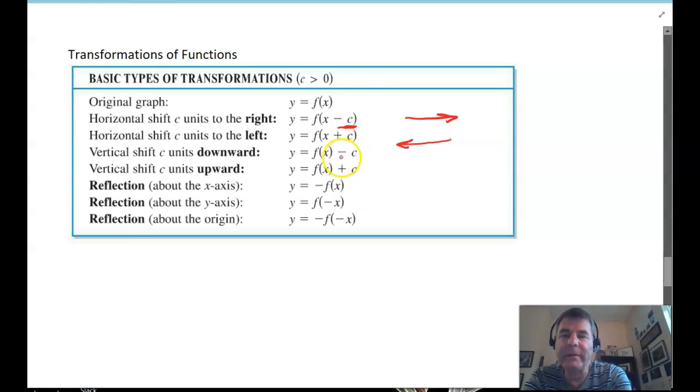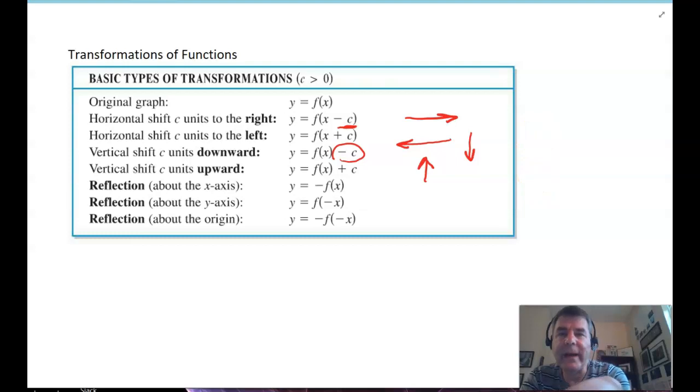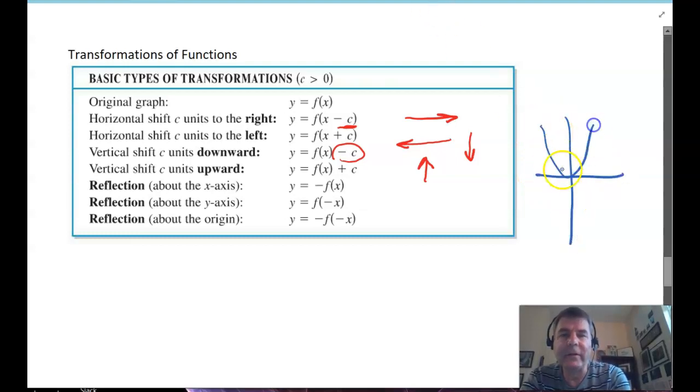Okay, now what happens if I subtract c from the entire function? That's going to drop it down. And if I add c to the whole function, that will move the whole thing up. Okay, now if I change the sign of every term in the function, so if it starts out positive and I make it negative, then that will reflect around the x-axis. So if I graphed that, let's say I had a function that looks like that, and if I made it negative f of x, it would go over the x-axis.